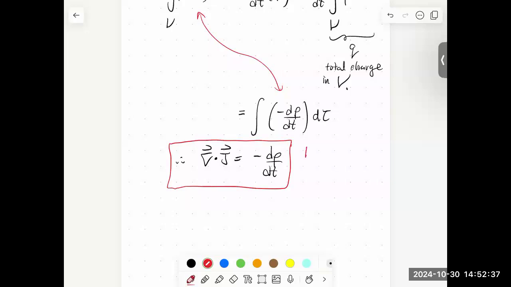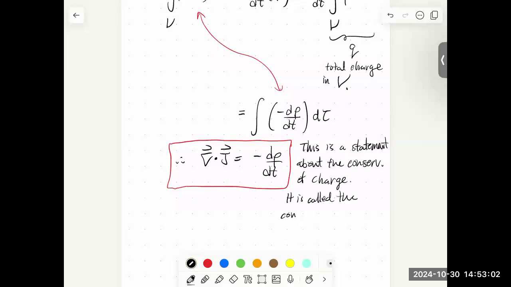Okay, so this is a statement about the conservation of charge. And it has a name. It is called the continuity equation.